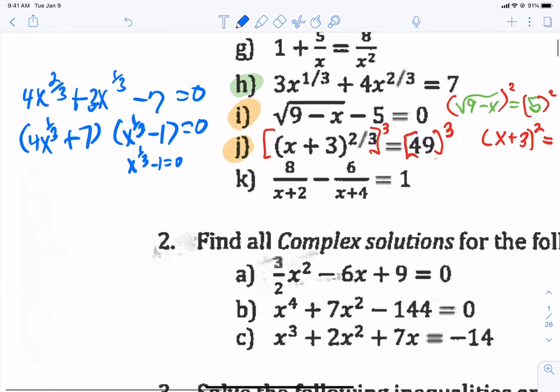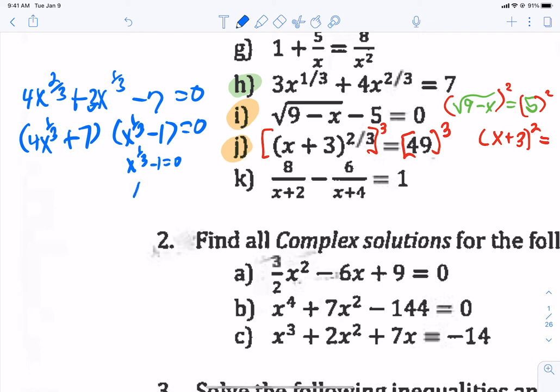If you get x to the 1/3 minus 1 equals 0, that's x to the 1/3 equals 1. And what's going to get rid of a 1/3 but a cube? And so x would be 1 cubed, which is just 1. The other one's a little harder, but.